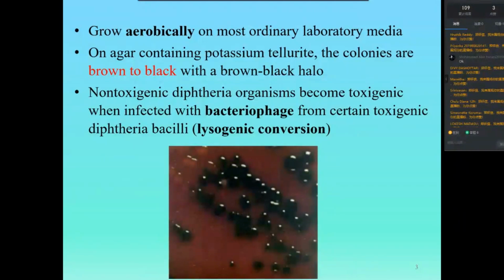For diphtheria strains or subspecies, some of them are non-toxigenic, while some are toxigenic. And the non-toxigenic diphtheria becomes toxigenic when infected with bacteriophage from certain toxigenic diphtheria bacilli. Keep in mind that once the bacteriophage infects the toxigenic bacteria and then infects the non-toxigenic bacteria, the non-toxigenic will become toxigenic.